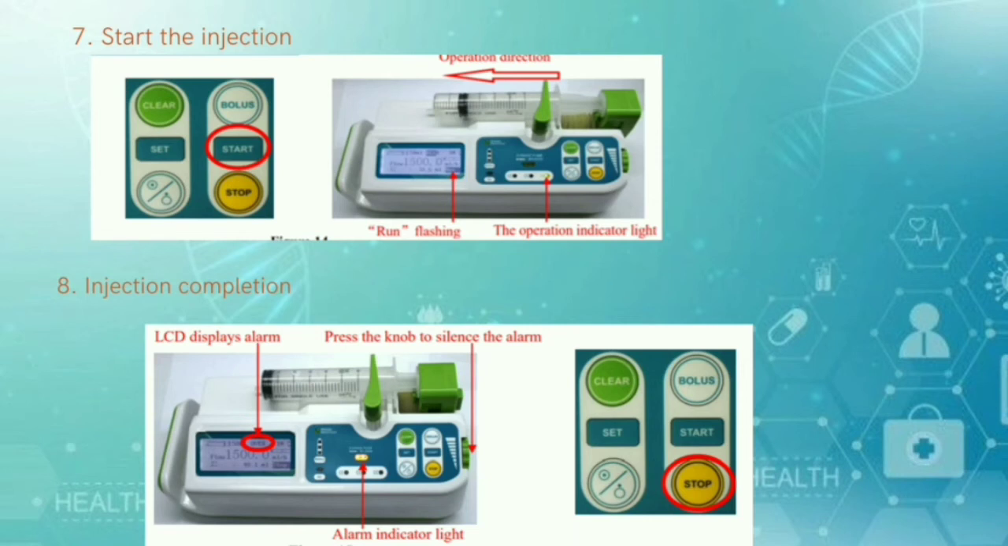Step 8, injection completion. The near indicator light will be on when the syringe is about to empty. If it becomes empty, injection will stop. Once the alarm indicator light is on, it displays over on the screen.